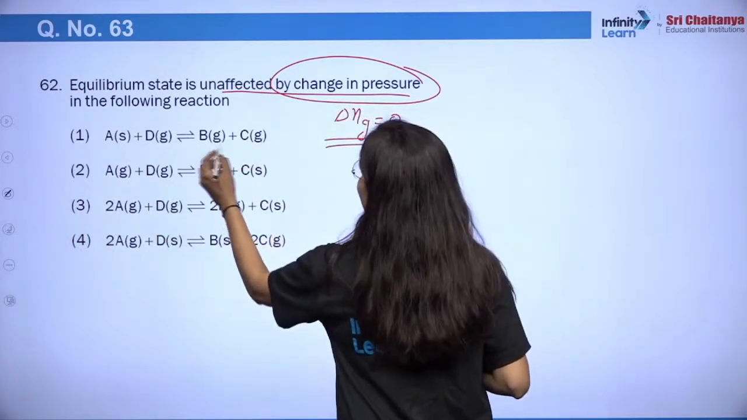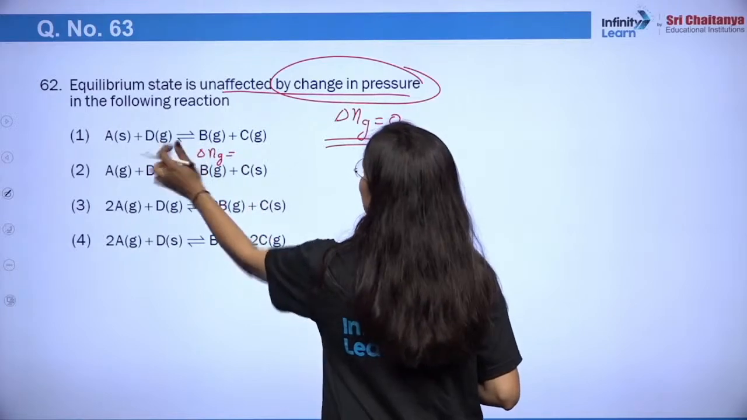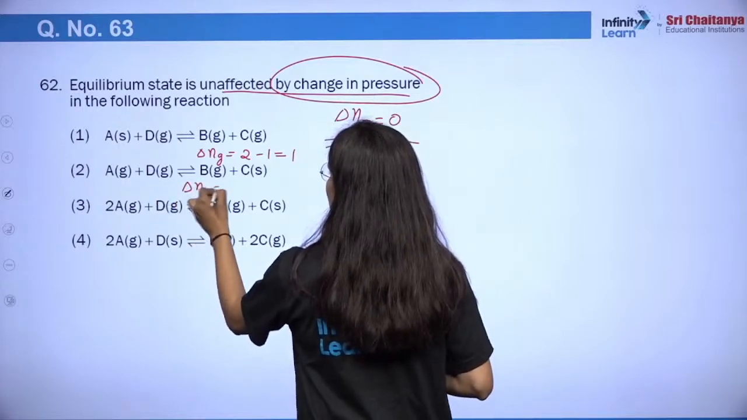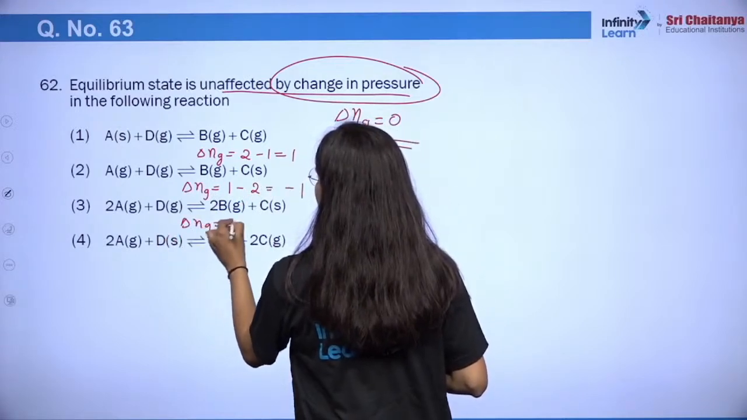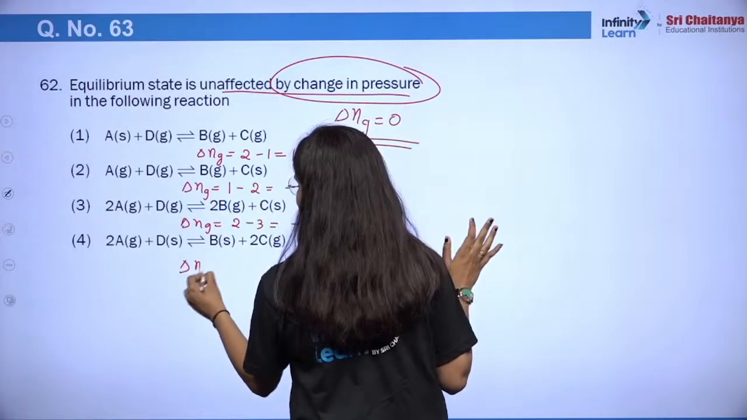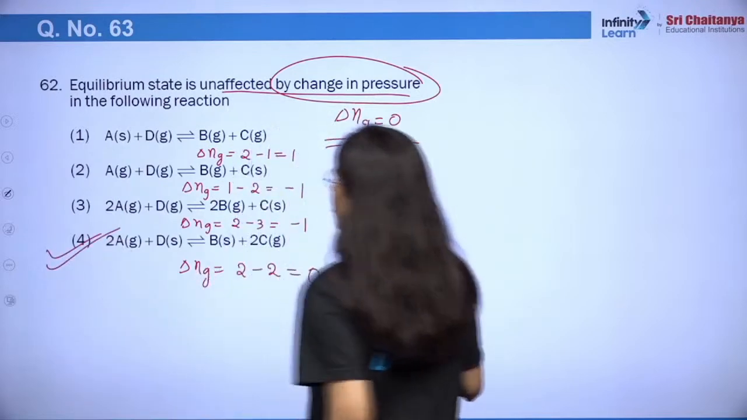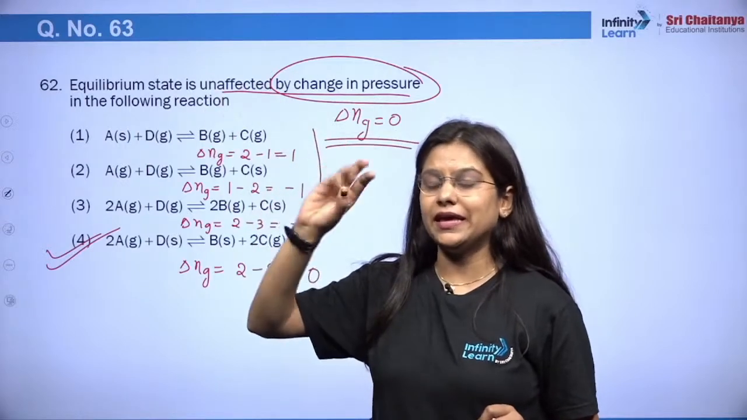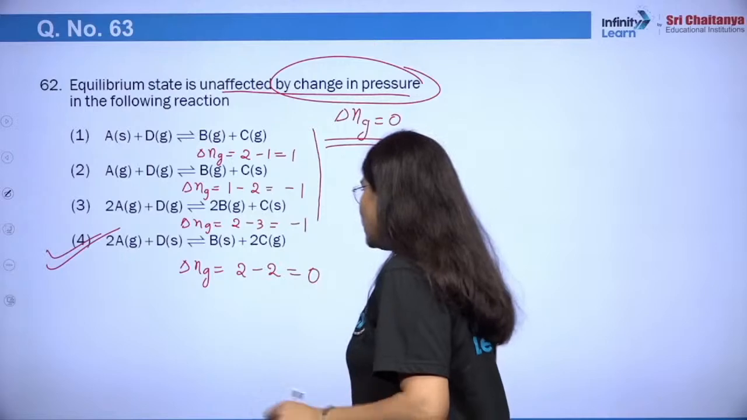Delta Ng. Now delta Ng will be what here? Number of moles of product minus reactant, gaseous moles. 2 minus 1, that is 1. So this will not be our answer. Next, delta Ng here, 1 minus 2. So it will be minus 1, not our answer. Delta Ng, 2 minus 3. So it will be again minus 1, not our answer. So this has to be our answer. 2 minus 2. So it is 0. So my answer will be option number 4. In all these cases, when I'll change the pressure, either decrease or increase, my equilibrium will shift either forward or backward because the number of gaseous moles are not equal to 0.